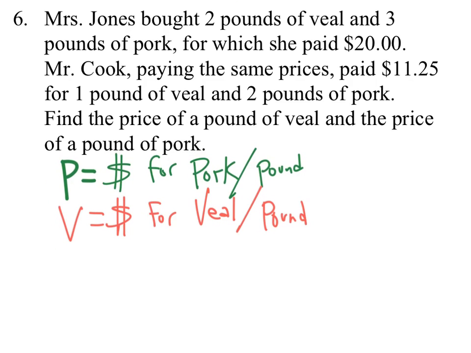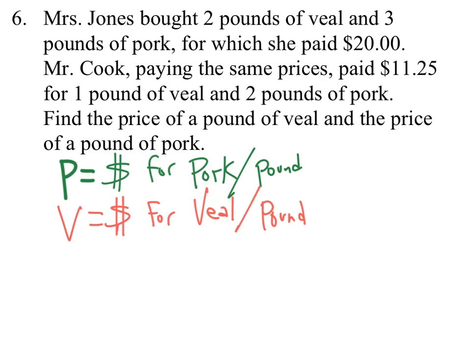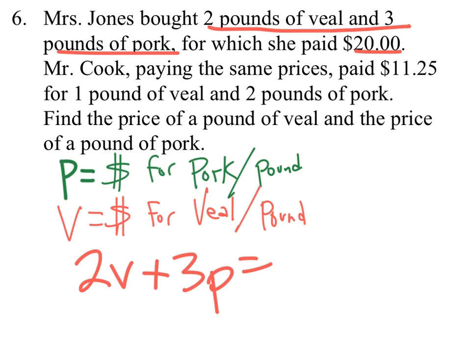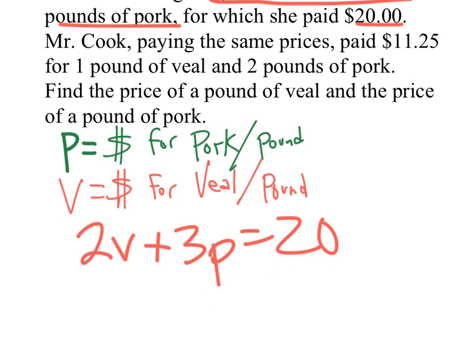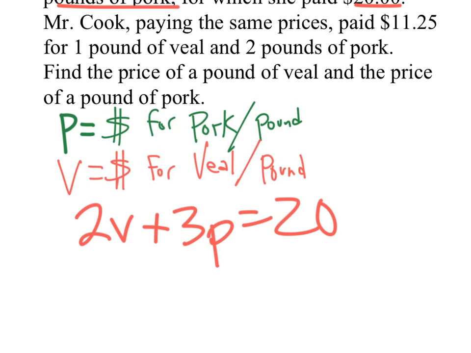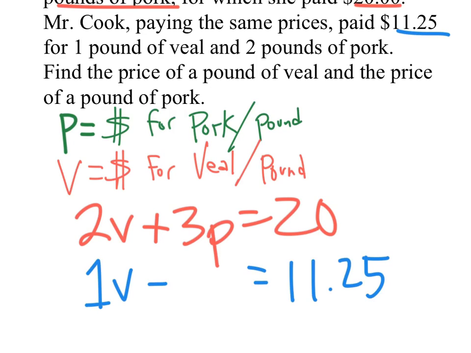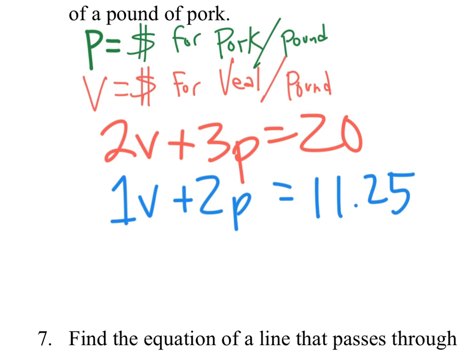So Mrs. Jones bought 2 pounds of veal and 3 pounds of pork for $20. I can write simply 2V plus what? 3 pounds of pork. And how much did she pay? She paid $20. We'll make that equal to $20. I see that Mr. Cook paid $11.25, so I'll write that right here, $11.25, and he bought 1 pound of veal and 2 pounds of pork.